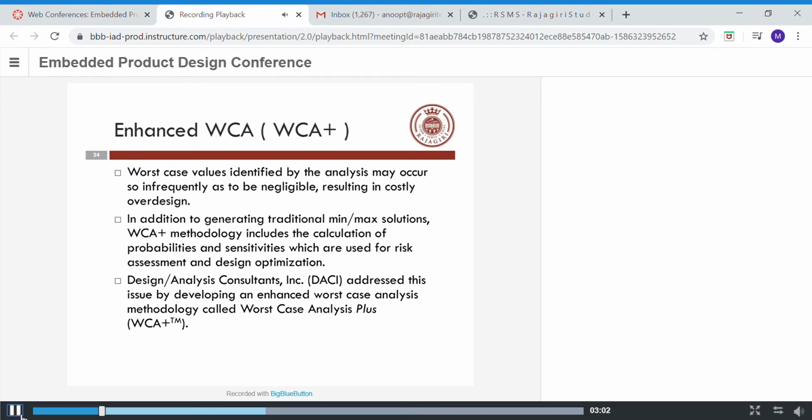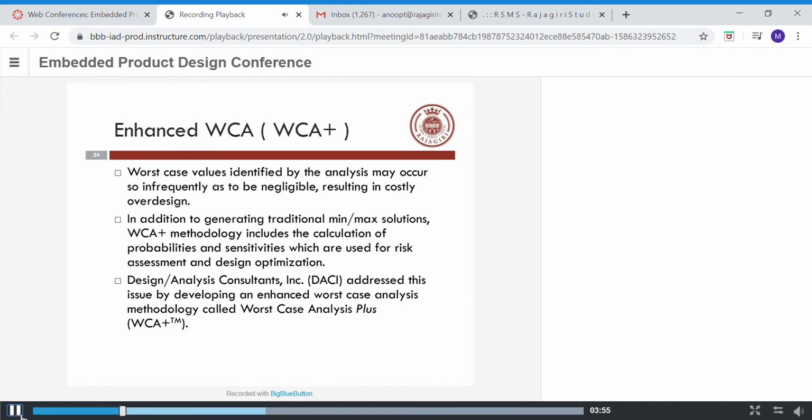So WCA just gives you an idea about whether you have the possibility of breaching the minimum and maximum limits. But whether something needs to be done to avoid that breaching is a decision that cannot be made based on WCA. We need some more information. There are certain systems which might not require that much attention. Even if out of 1 lakh cases you have only one scenario where this might happen, then there is no point in changing the design. So that's the whole idea.